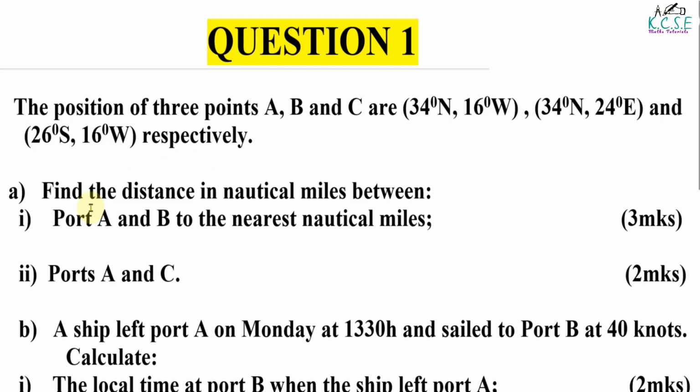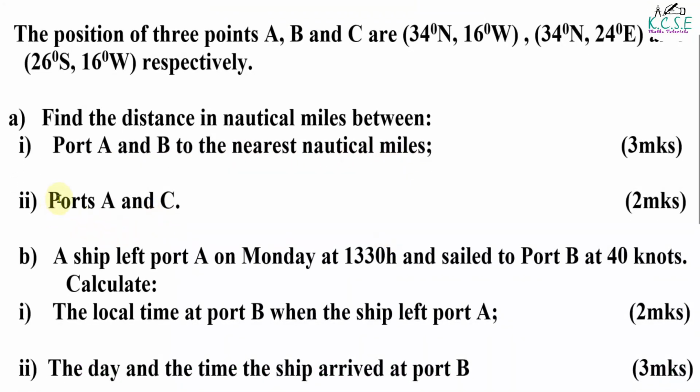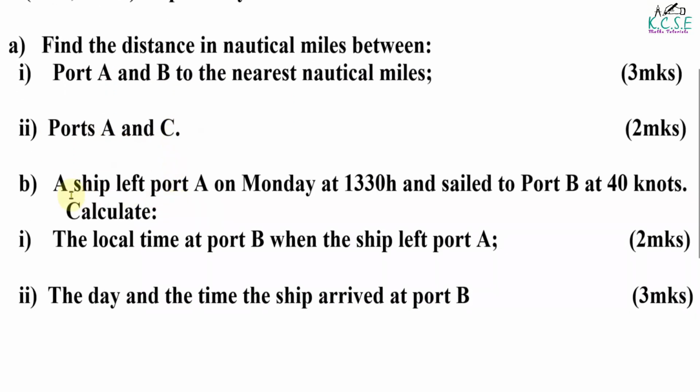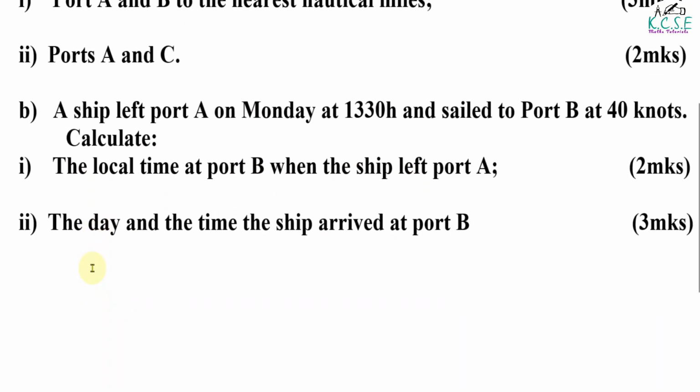Part A: find the distance in nautical miles between, part 1, ports A and B to the nearest nautical mile. Part 2, ports A and C. Then part B of the question: a ship left port A on Monday at 13:30 hours and sailed to port B at 40 knots. Calculate, part 1, the local time at port B when the ship left port A. Then the second part, the day and the time the ship arrived at port B. So those are the questions.